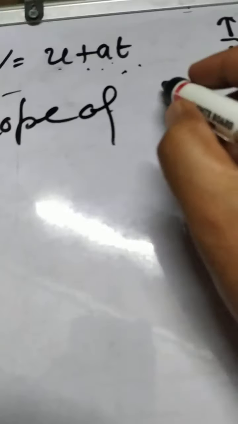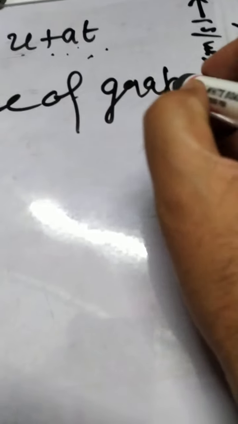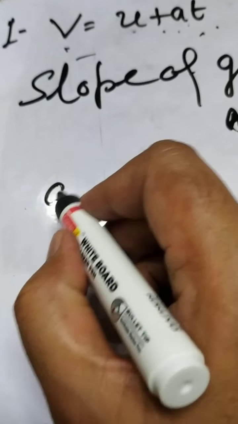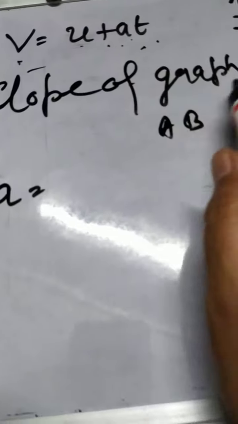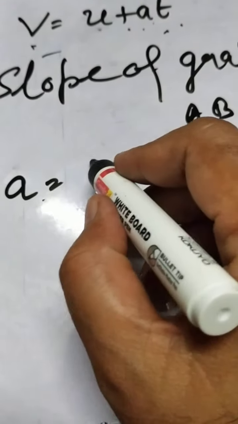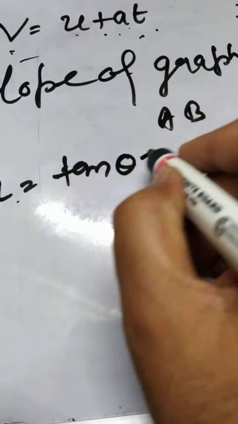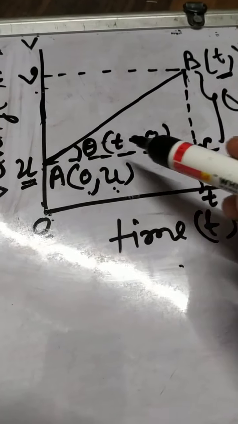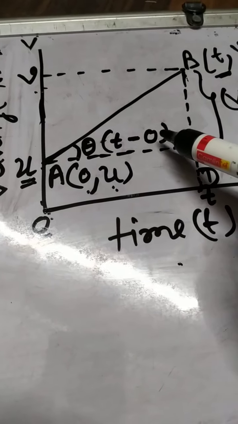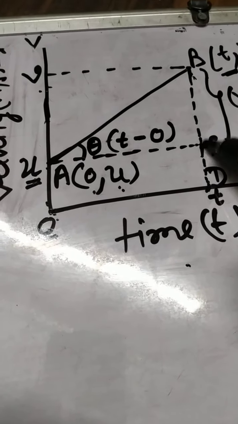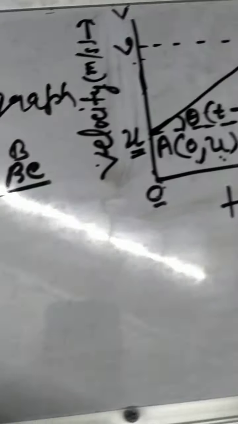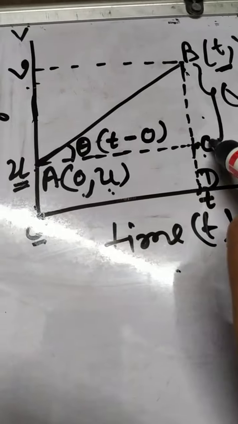Slope of graph AB is acceleration. You know the slope of a velocity-time graph is acceleration. So a equal to tan theta. From triangle ABC, we have to find out tan theta. Tan theta equal to perpendicular, perpendicular is BC, upon base. Base is AC.